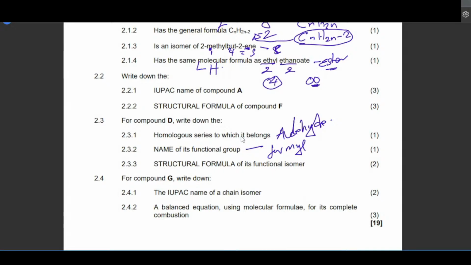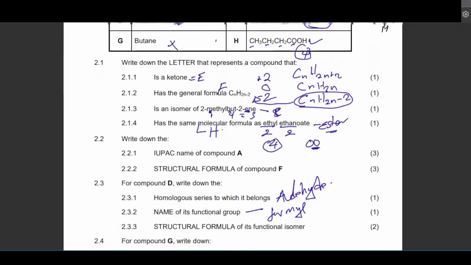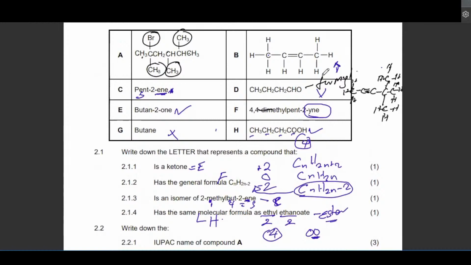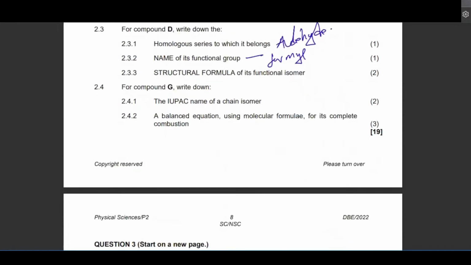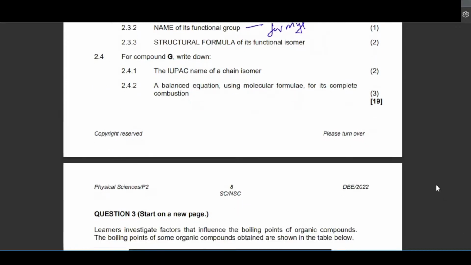Then 2.33 is going to become the structural formula of its functional isomer. So it means that if this is an aldehyde, therefore it's going to become the ketone. We just have to put the structural formula of its functional isomer. So they're going to be 1, 2, 3, 4.